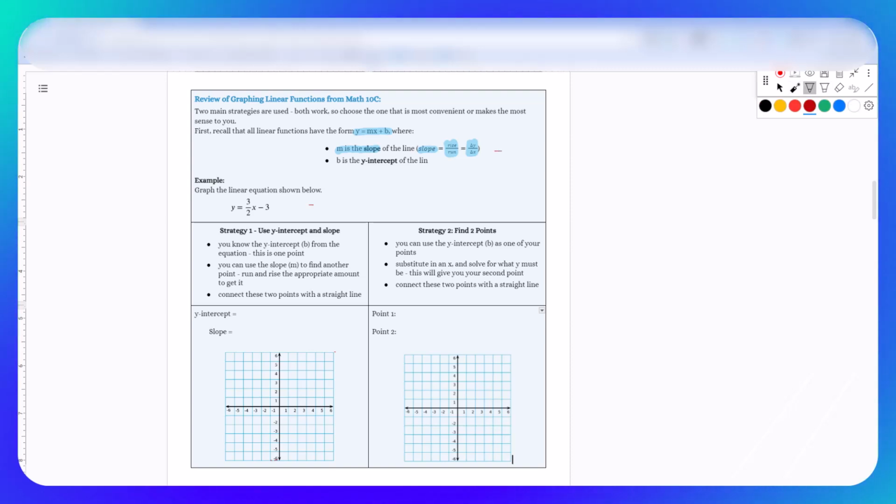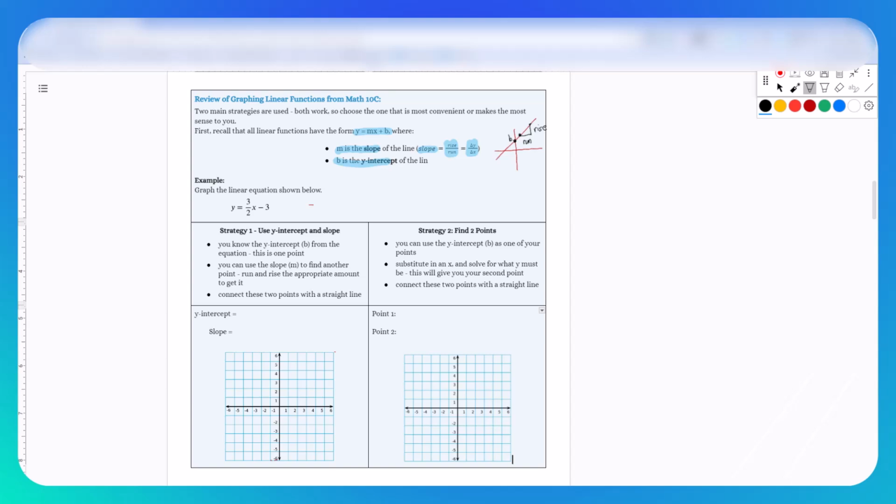And if we look at a graph, we know that between any 2 points, we can have a rise or a run. And then the y-intercept of the line, which is b, well, that's where it crosses the y-axis. So let's look at an example. Graph the linear equation below, y = 3/2 x - 3.